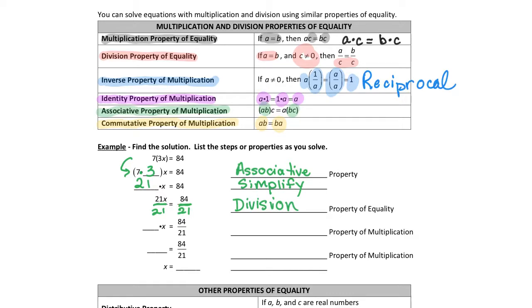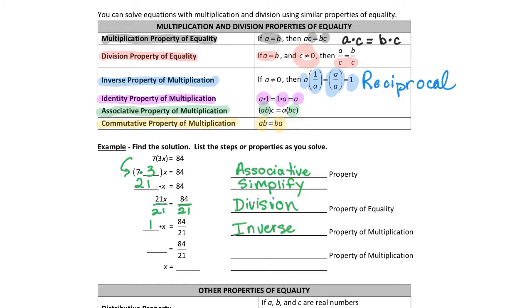And then 21 divided by 21. This is going to be this rule right here, and that's going to equal 1. So I'm going to place a 1 here. And once again, that was the inverse property.